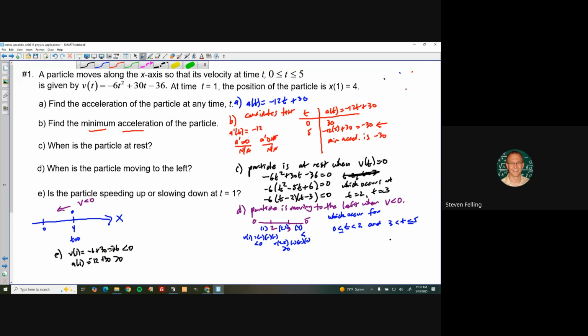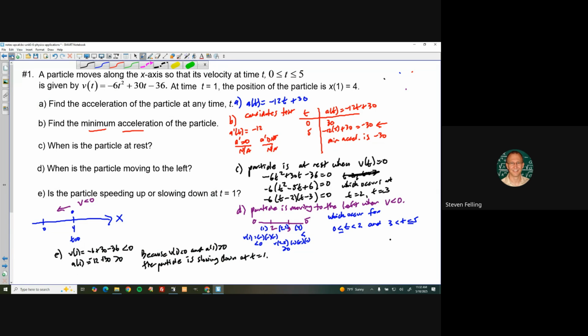So since I have a negative velocity but a positive acceleration, that means that the particle is moving down. So I would say because v of 1 is less than 0 and acceleration of 1 is greater than 0, the particle is slowing down at t equals 1. When the signs are opposite, the particle is slowing down. When the signs are the same, the particle is speeding up. All right, so that's a good kind of comprehensive first example.